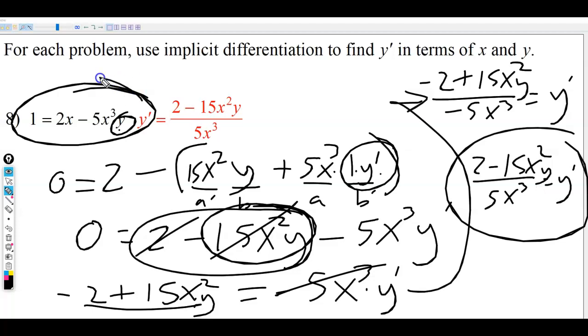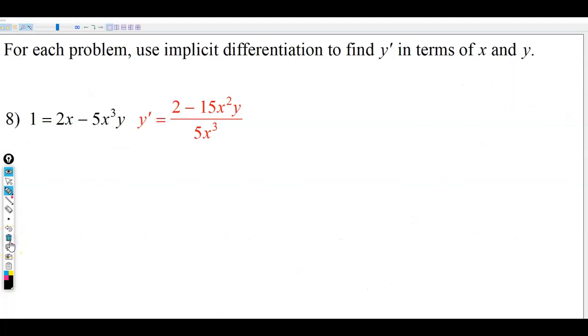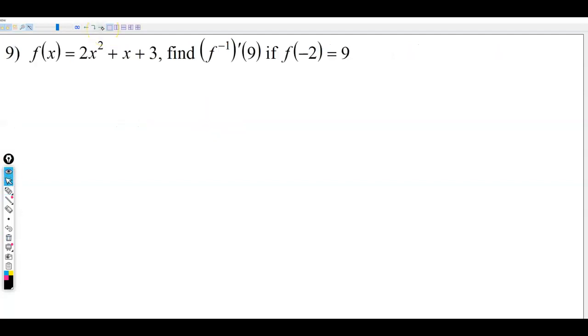So take the derivative of everything with respect to x, but anywhere we have a y, multiply that by a y prime once you take the derivative of it. Get the y prime by itself and simplify if necessary. That's called implicit differentiation. All right, moving on to number 9.